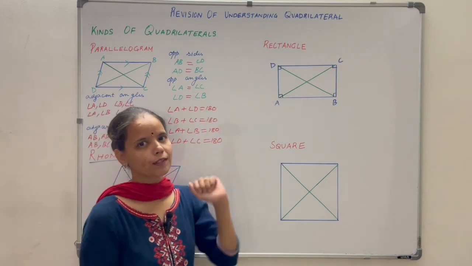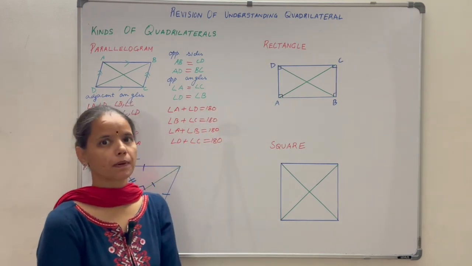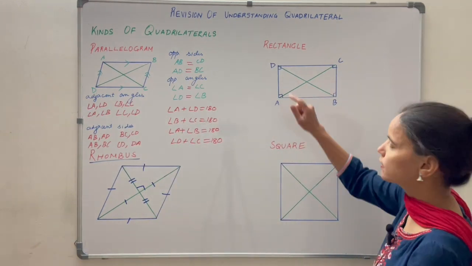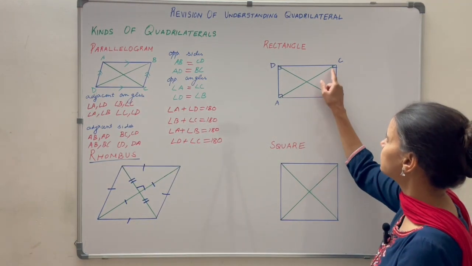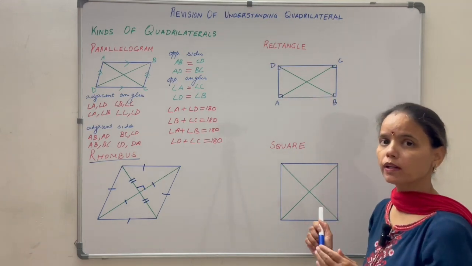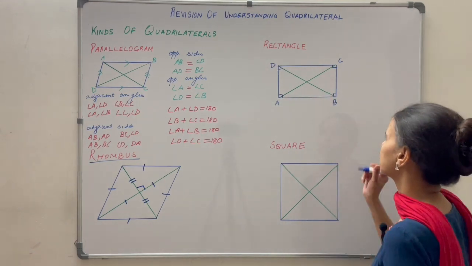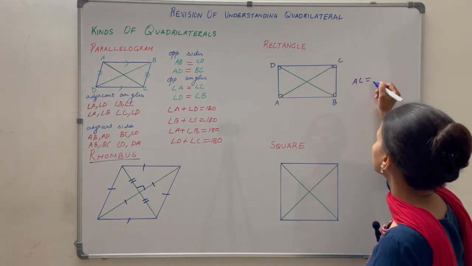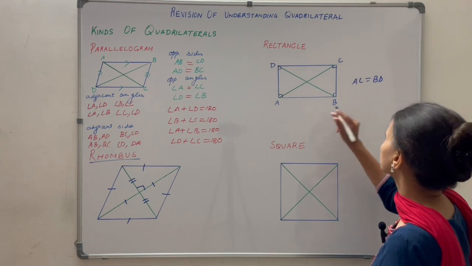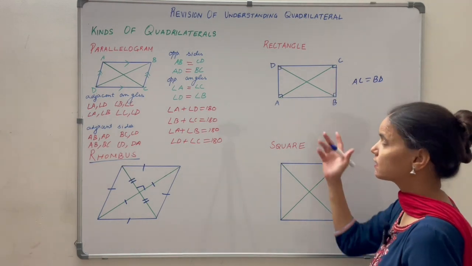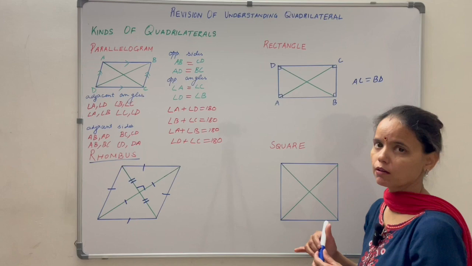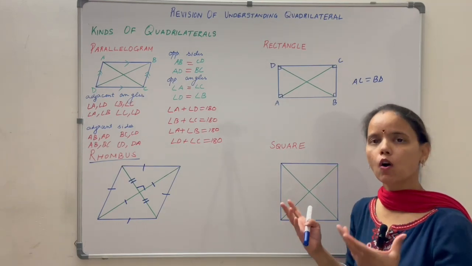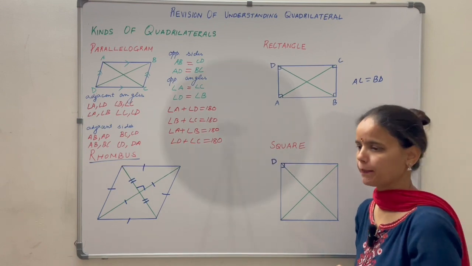Now moving on to rectangle. Rectangle is a special parallelogram. In a rectangle, each angle is equal to 90 degrees and the diagonals of a rectangle are equal in length and they bisect each other. So here the diagonal AC is equal to BD. So diagonals are equal in length and since it's a parallelogram, they will bisect each other also. So rectangle is a special parallelogram. It will have all the properties of parallelogram.